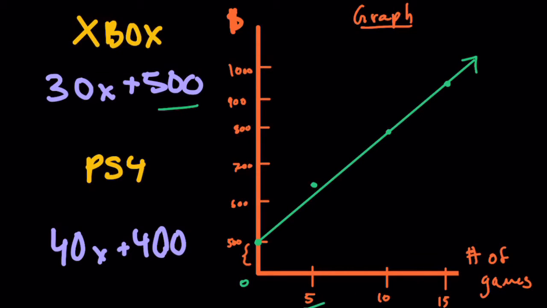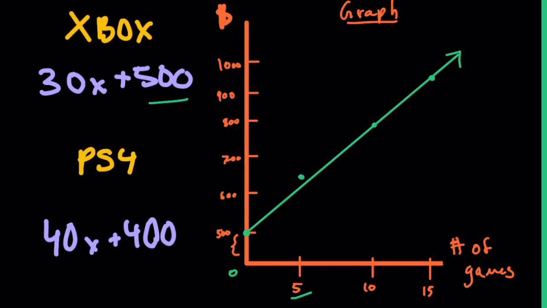Now I'm going to switch over to the PS4. So now we're going to graph the PS4, and then we're going to go ahead and analyze and compare. So we have our y-intercept at 400. And I'm just now realizing that I did not really account for that, but we'll just go ahead and graph it right here, pretend like this is 400 now.